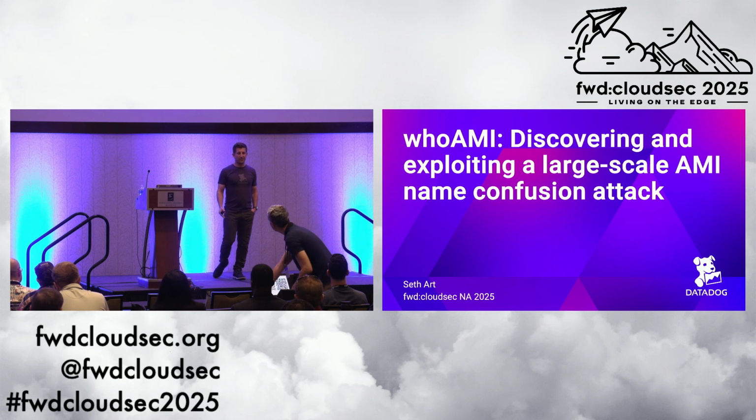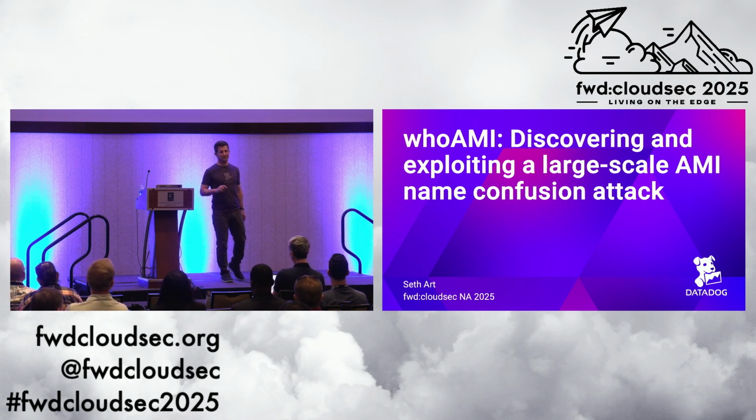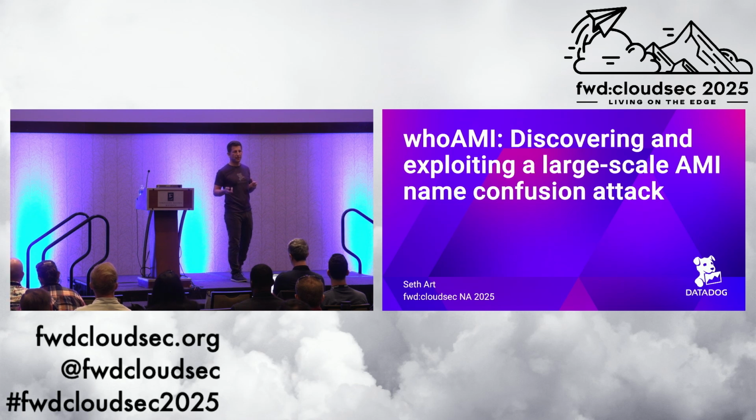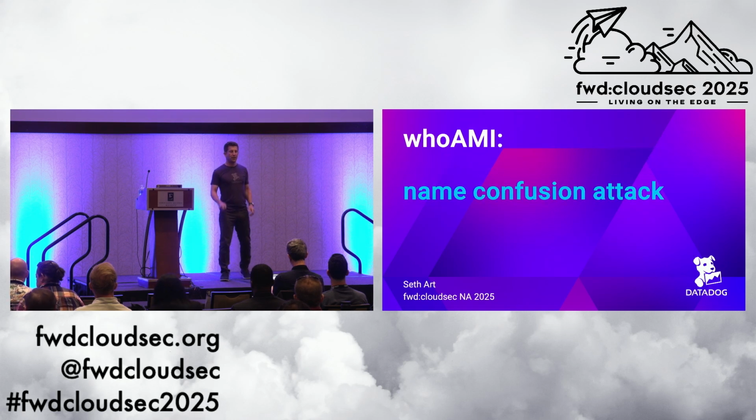Hello, everybody, and welcome. My name is Seth Art, and today I'm here with a public service announcement. If you use AWS, and you have automated the deployment of EC2 instances in some way in your environment, most likely probably Terraform, you might be vulnerable to a name confusion attack that would give the attacker remote code execution into your AWS account. So what is a name confusion attack?